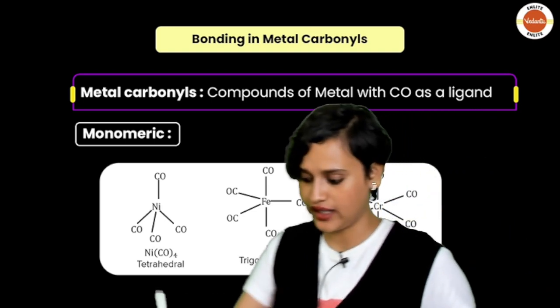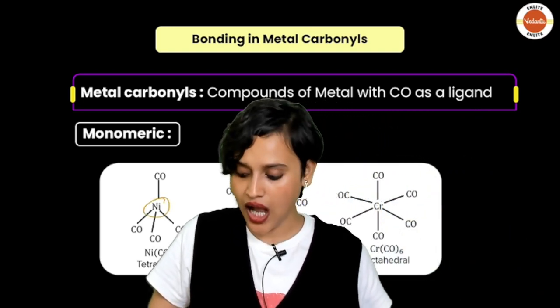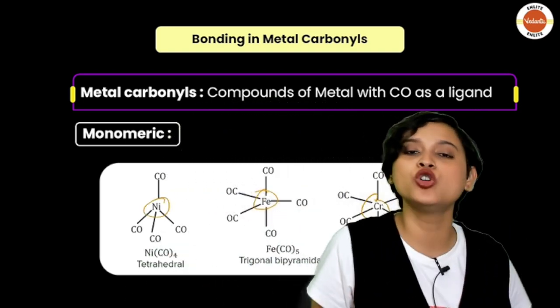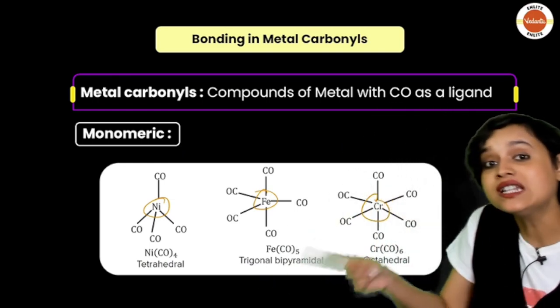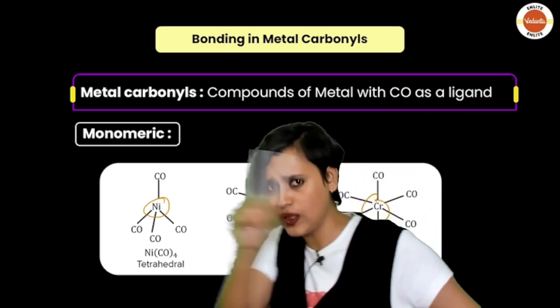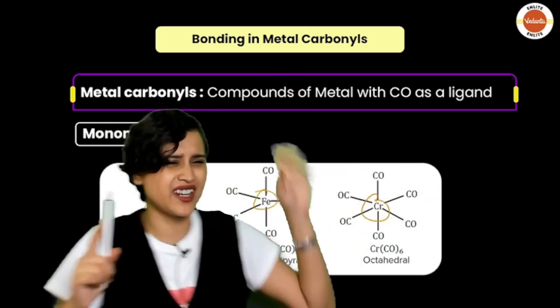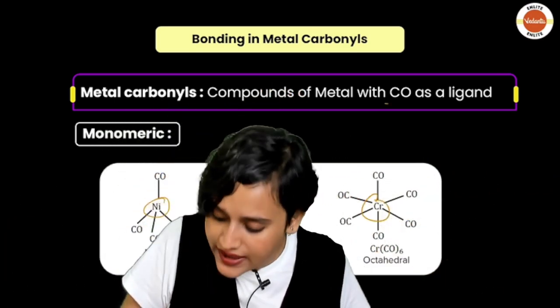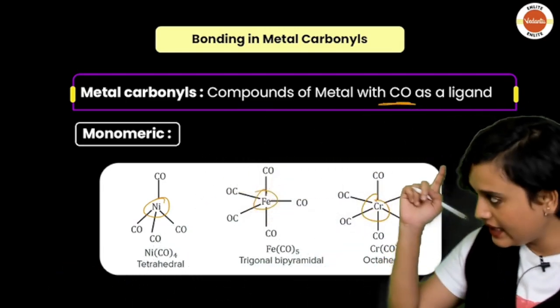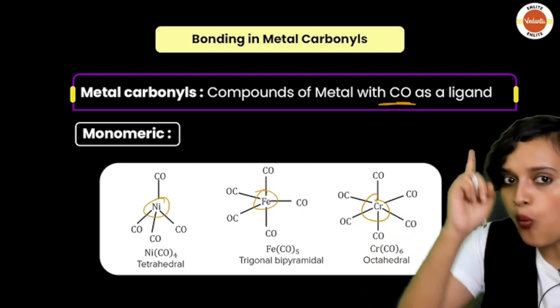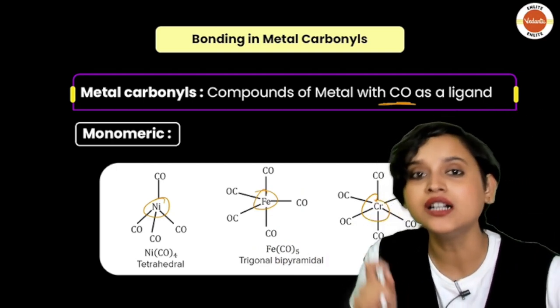There is nickel, iron, chromium. So this is called monomeric. Compounds of metal with CO. CO is the ligand here. No other ligand. No NH3, no H2O, no Cl, nothing. Only CO is the ligand here. And this is called monomeric, where there is one metal atom per molecule.